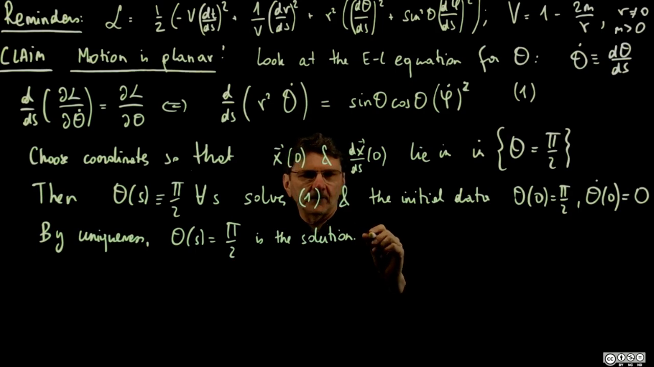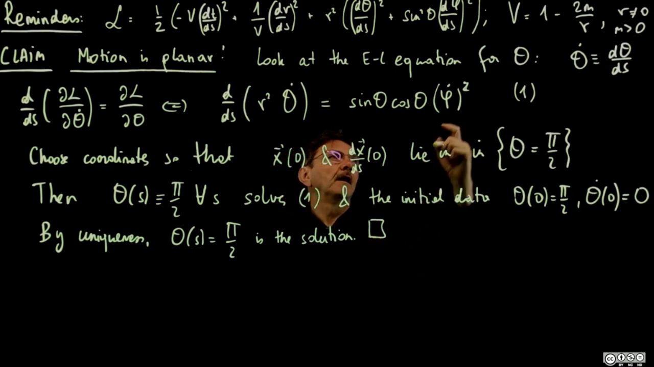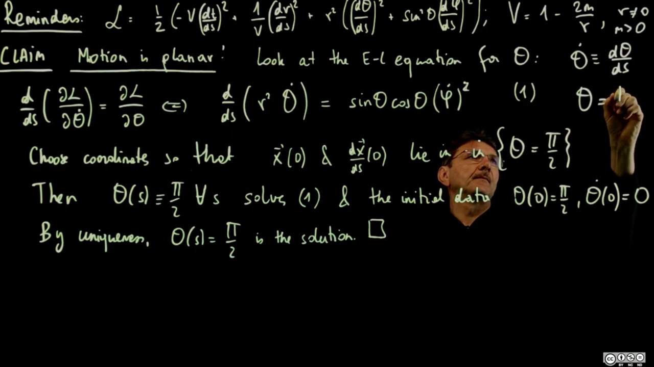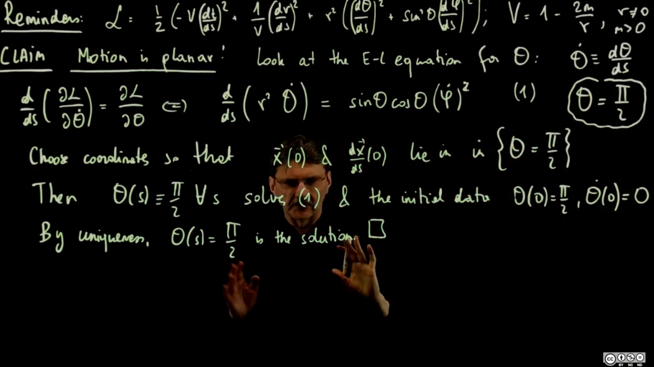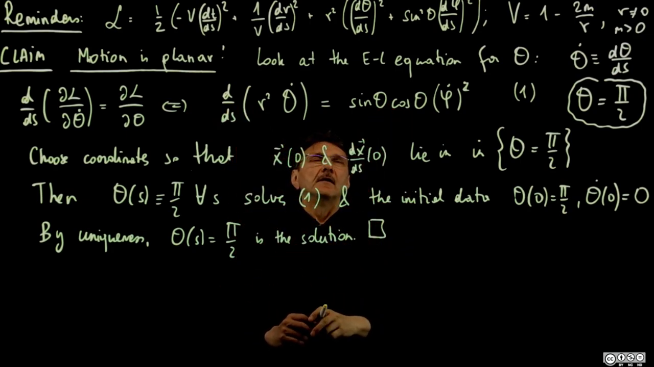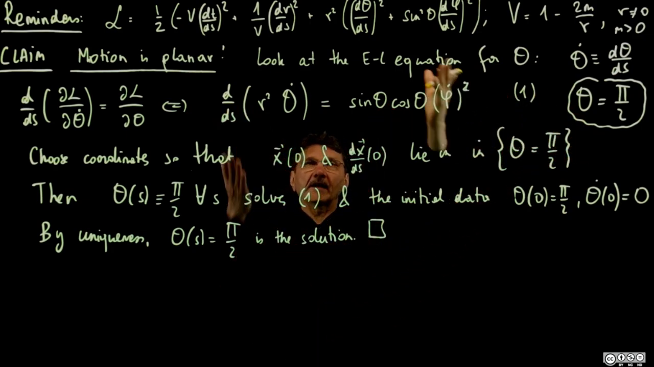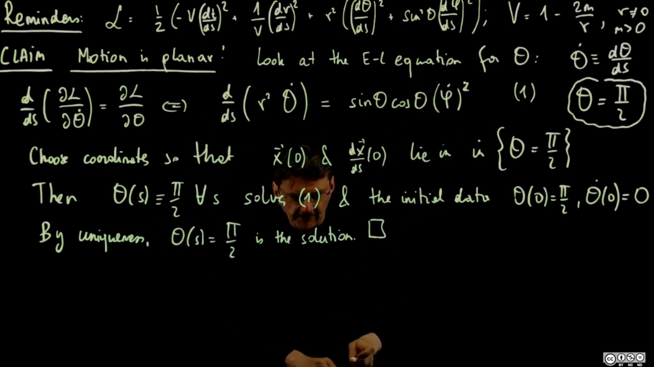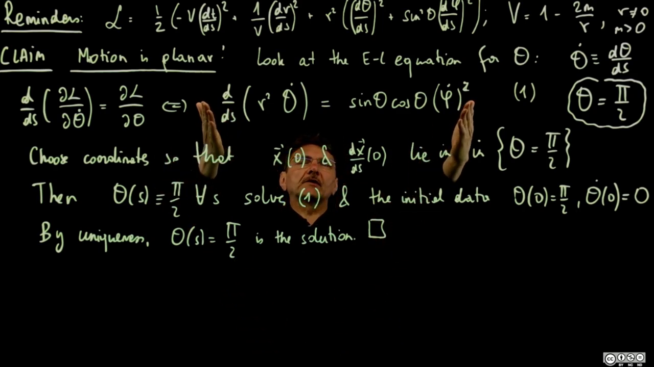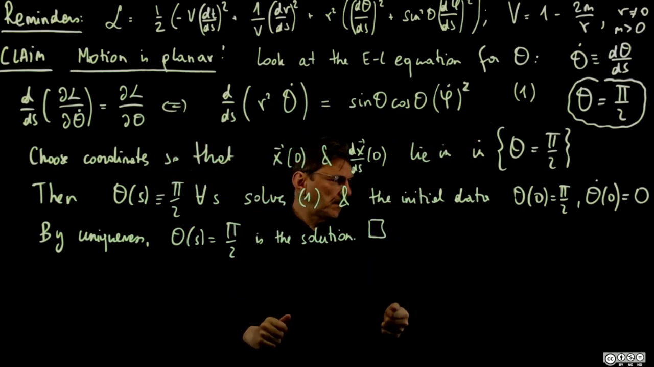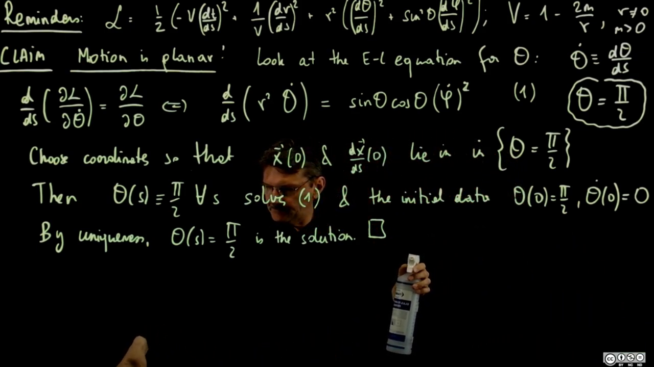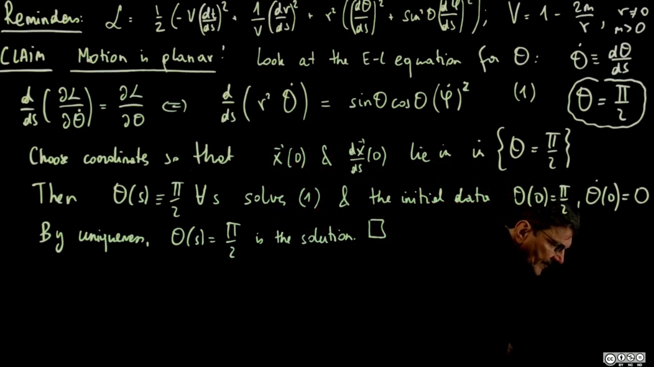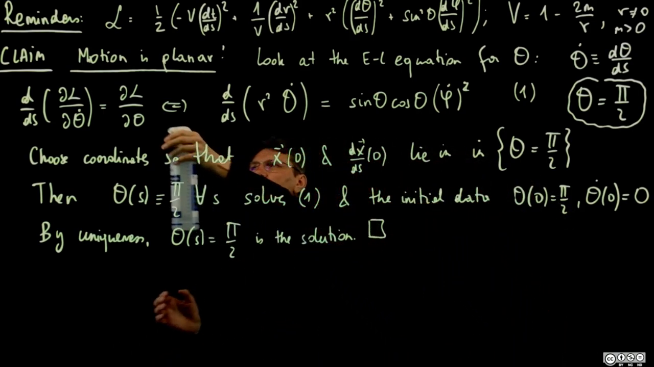Good. So from now on, theta is going to be pi half all the time. Okay, so now we can from now on assume that theta is pi half and only analyze this. In particular, we don't need to look at this equation anymore. We still need to look at the other ones. Good. So let's see.